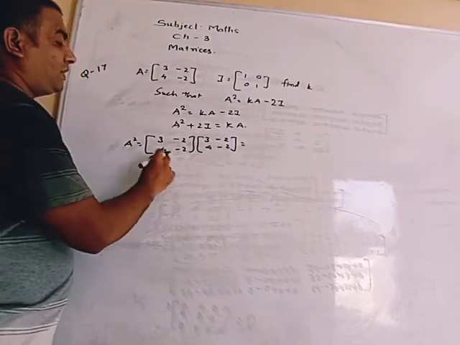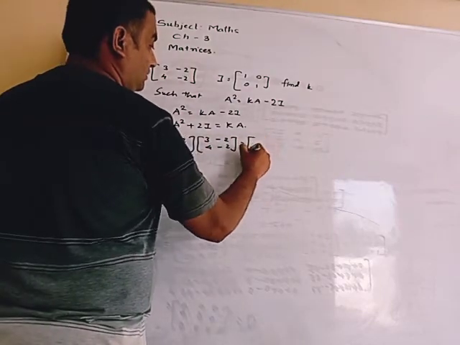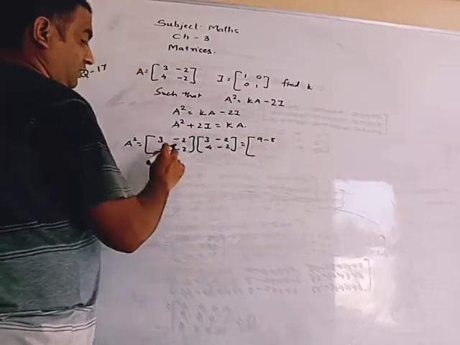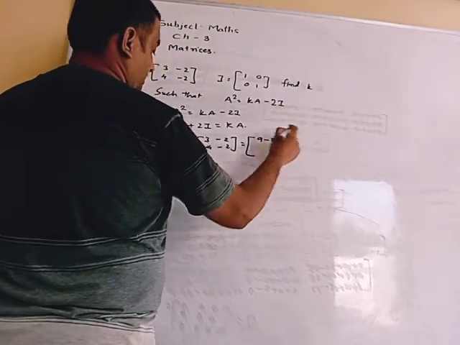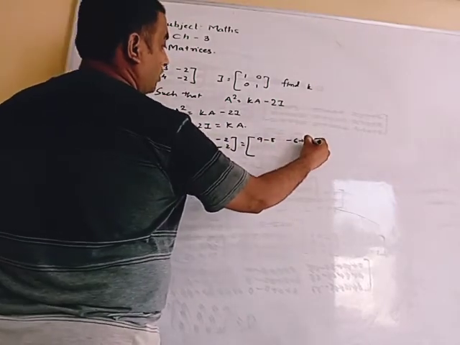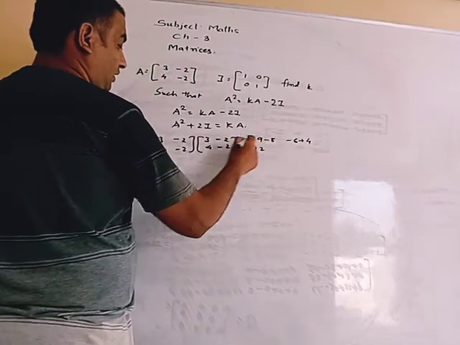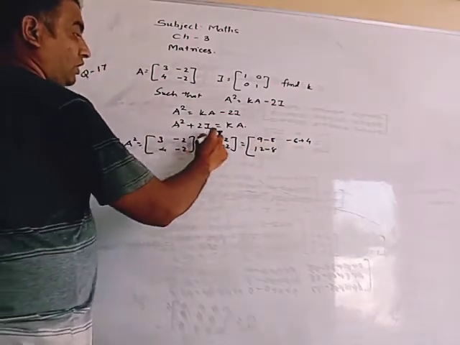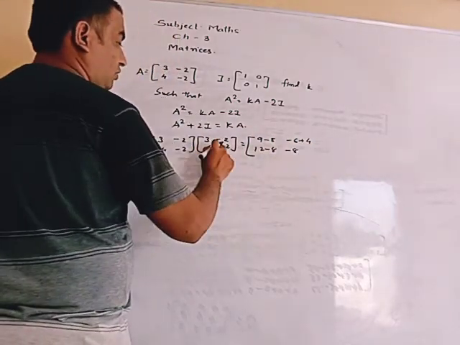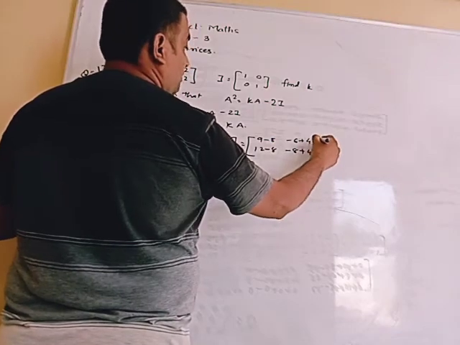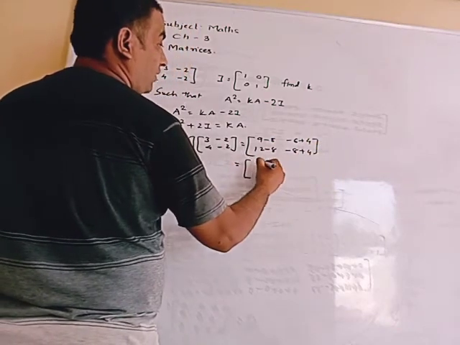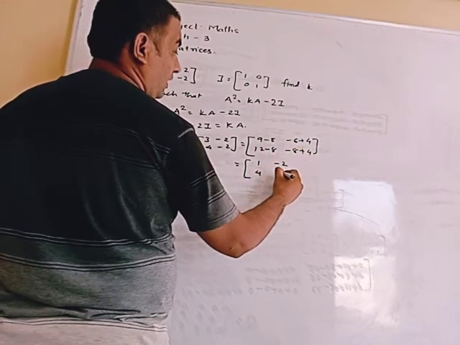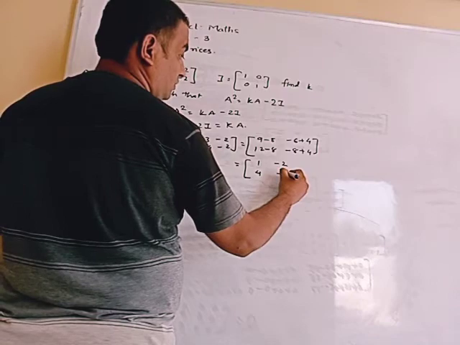To do the matrix multiplication, 3 3s is 9, plus minus 2 into 4 is minus 8. 3 into minus 2 is minus 6, minus 2 into minus 2 is plus 4. 4 into 3 is 12, minus 2 into 4 is minus 8. 4 into minus 2 is minus 8, minus 2 into minus 2 is plus 4. And so our A square value will be 1 minus 2, 4 minus 4.